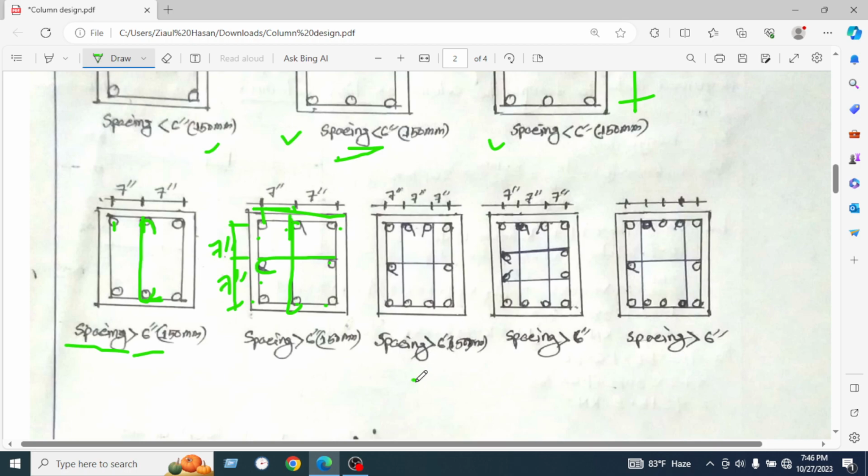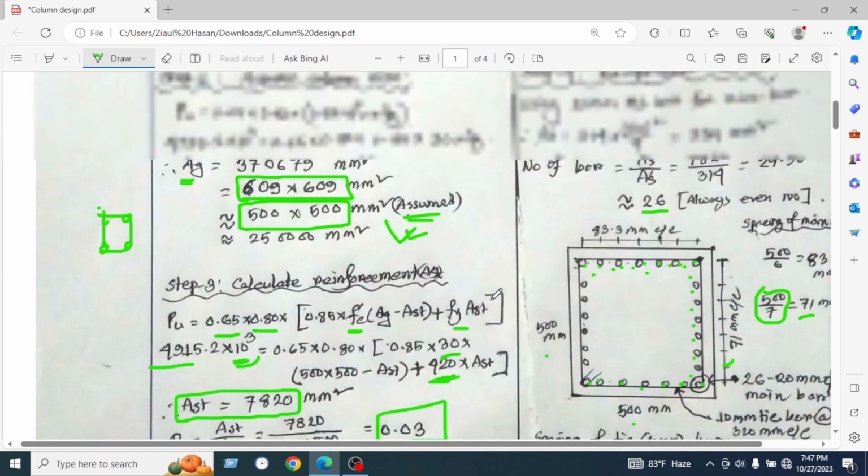In the same way, we have found it in this picture. The main bar to main bar spacing is greater than 7, that's why we will use leg. Here is the leg. Here is the leg, and in the same way in this picture, we are using the leg. Here is the leg. We find the spacing between main bars is greater than 6 inches, that's why you will use this leg. And in the same way, the last one we have used the leg. So today's lecture ends here.